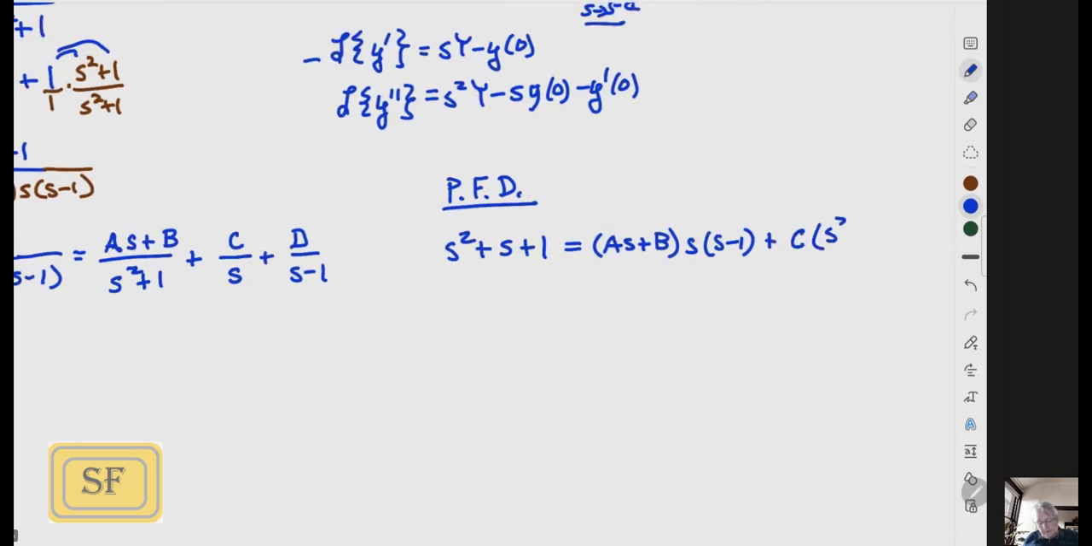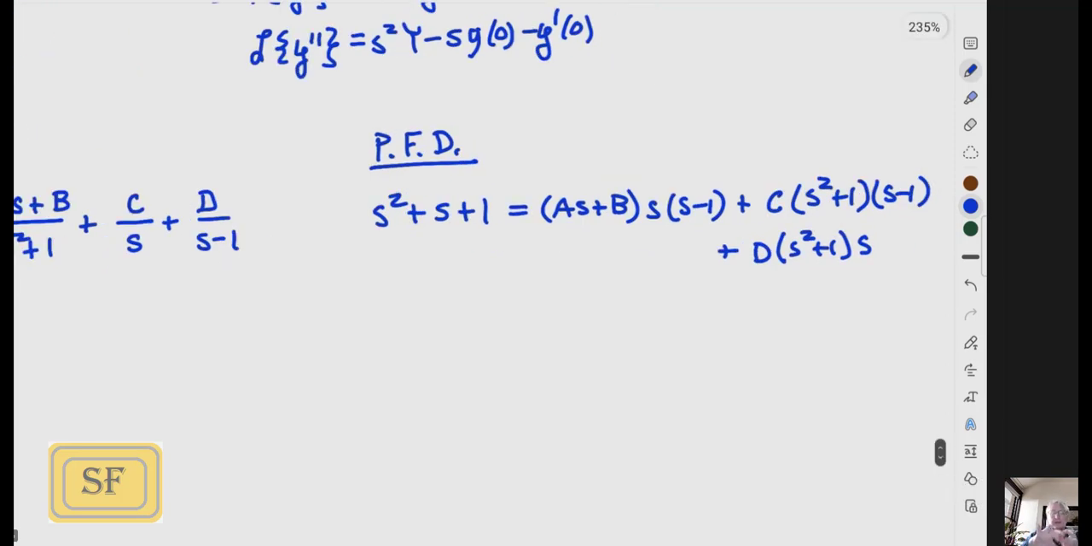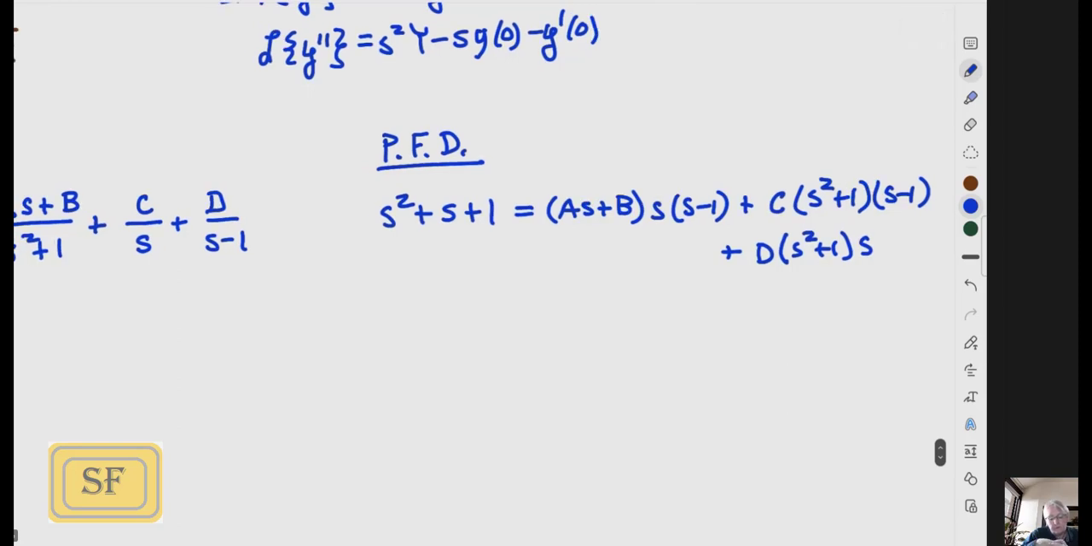So we either want to simplify the right side and then combine all the like terms, or we want to use the shorthand method to solve for a, b, c, and d. With all of these terms, the shorthand method might work out better. With the shorthand method, we're going to let s equal, and I'm going to start with 0, because that's going to cancel out my factor s.